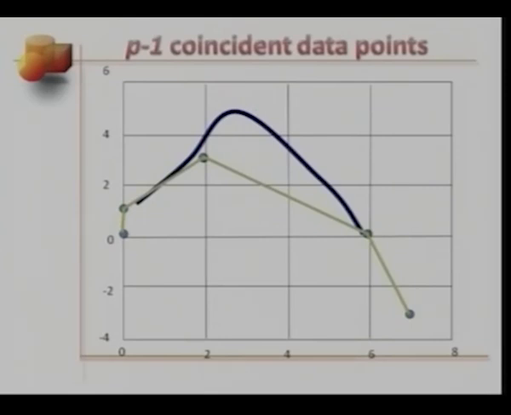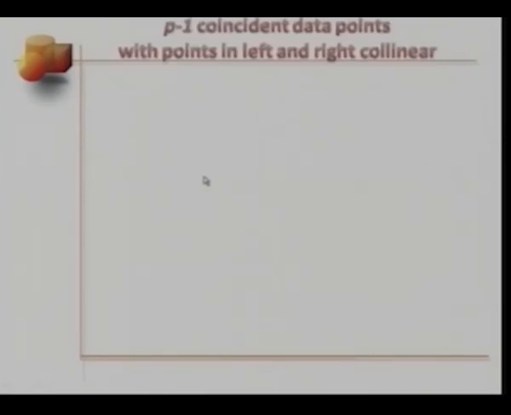Now the polyline in green is a new control polyline. And this is a new B-spline curve. You would notice now that it passes through this point, which is a multiple design point now. The third case, where we have p minus 1, in our case 3 coincident design points or data points, with points on left and right collinear.